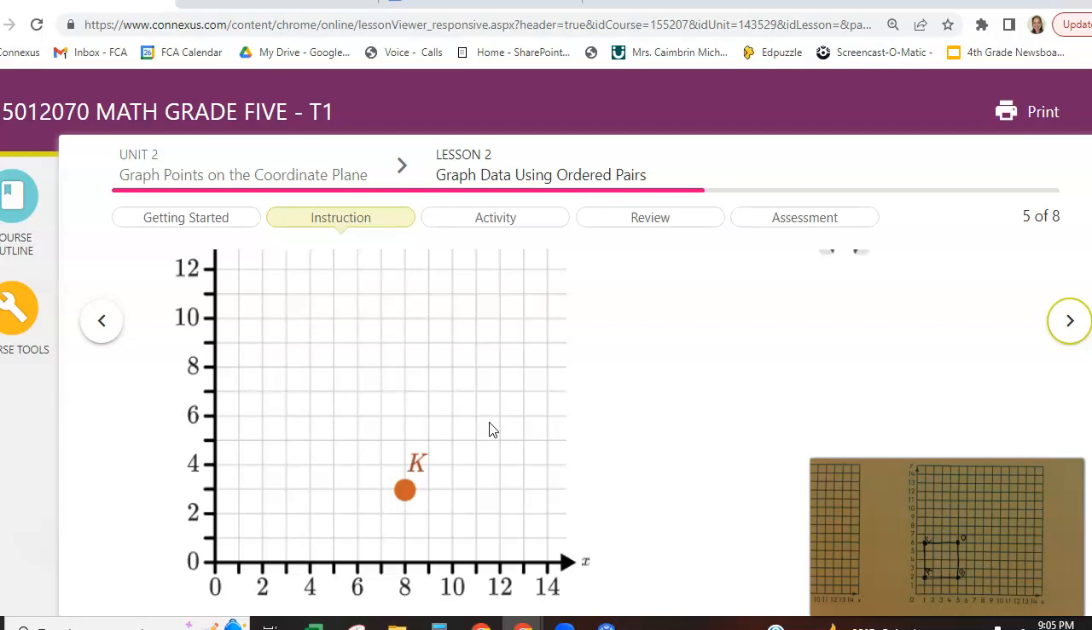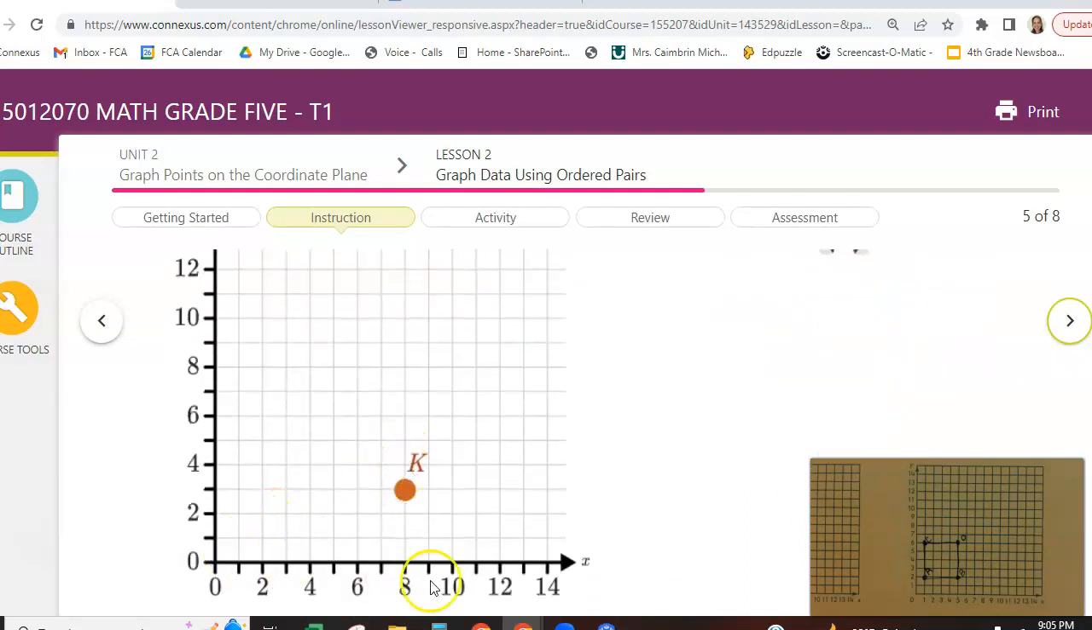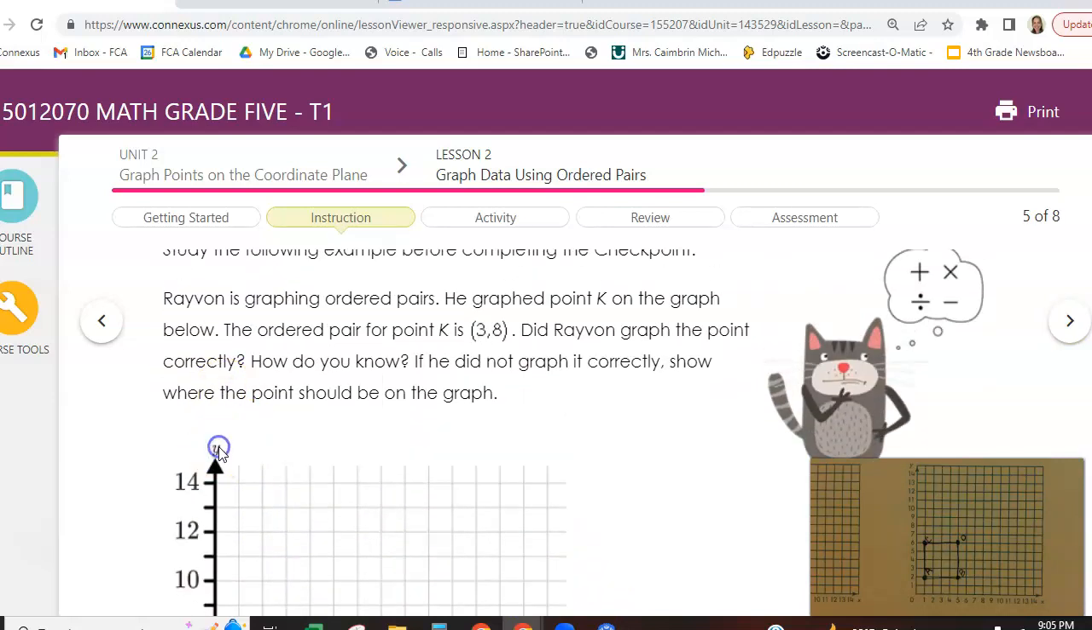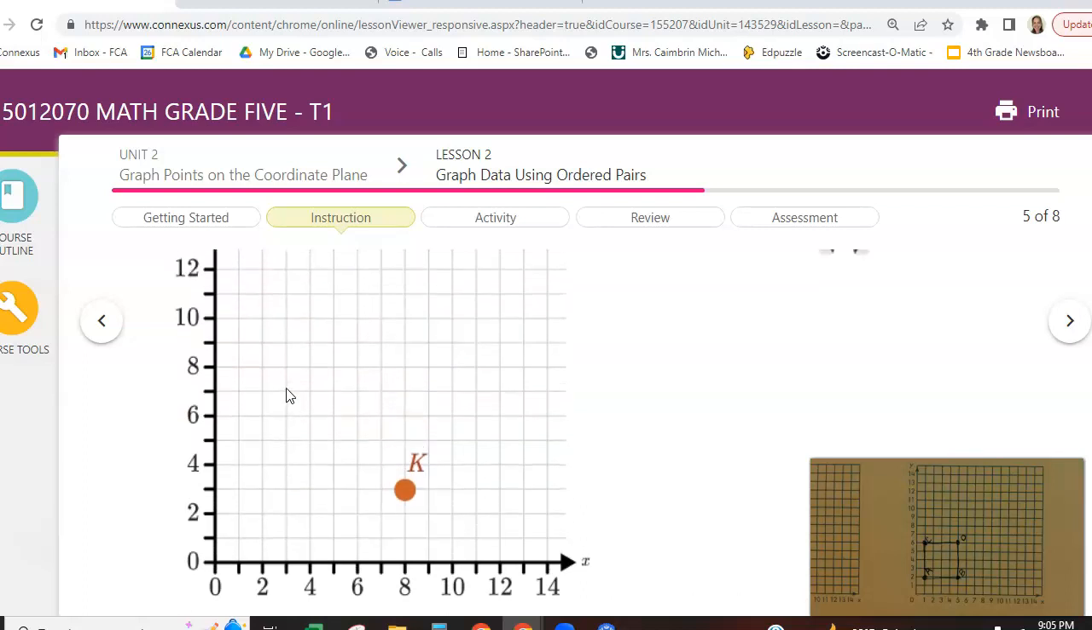Well, right away, I'm seeing something wrong, right? We know X should always come first, then Y. And X is across the bottom. You can see right here. Here's an example. Y is at the top. So if it was 3, 8, it should go 1, 2, 3, and then up 8. All the way to the 8, and the dot should be right about here. I would be putting that down.